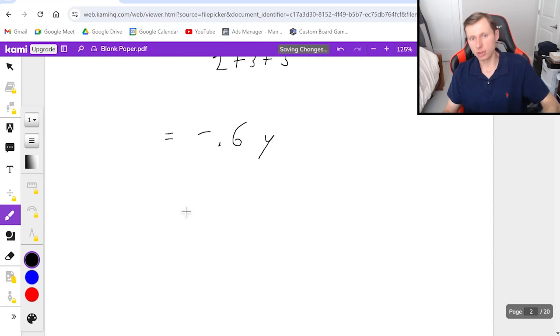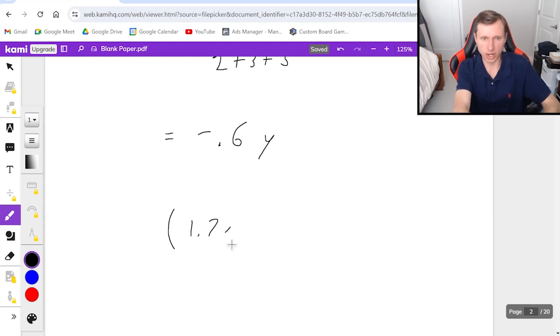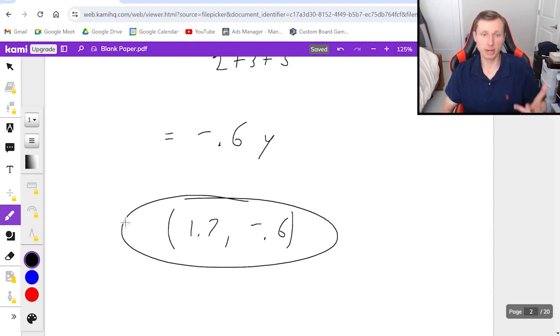So in other words, the whole coordinate point is 1.7 for x, which I shouldn't write x in the coordinate point, just 1.7, comma, -0.6. Then this is the coordinate of my center of mass.